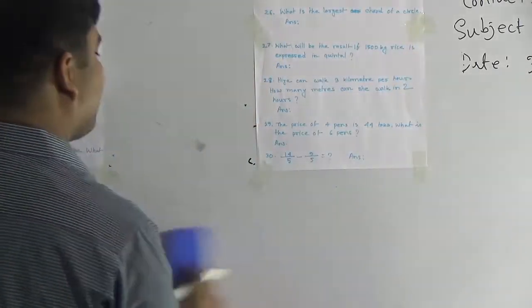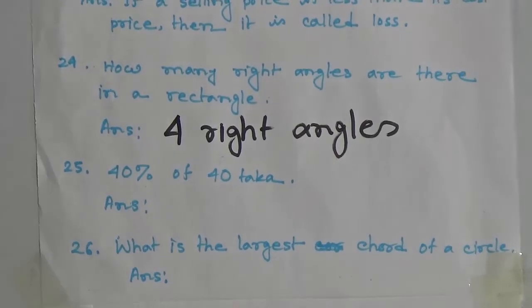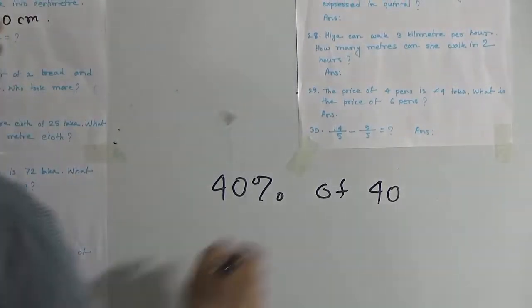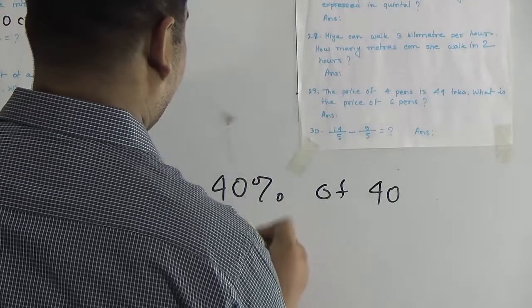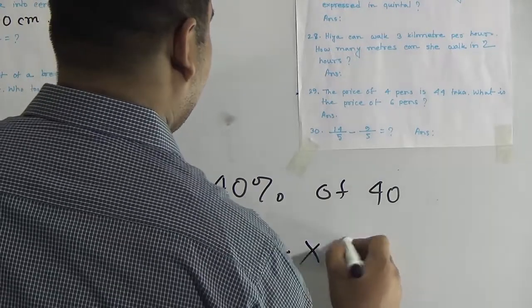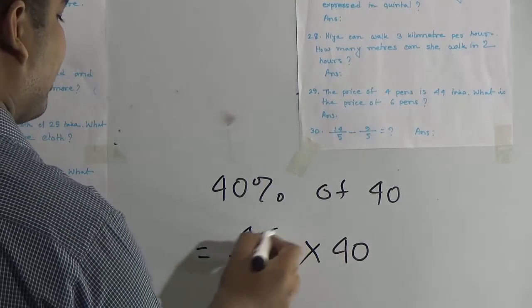Okay, 25 number question. We have already done such type of math in our previous short question. So here 40% of 40 taka. Of means multiplication and this 40% means 40 by 100. Of means multiply, and 40 is here. So first of all, we cut this 40 and 100 by 10.